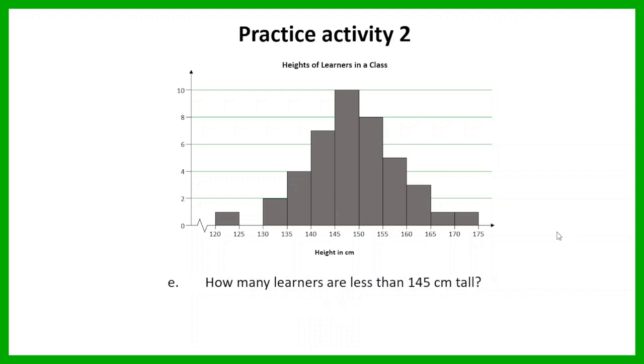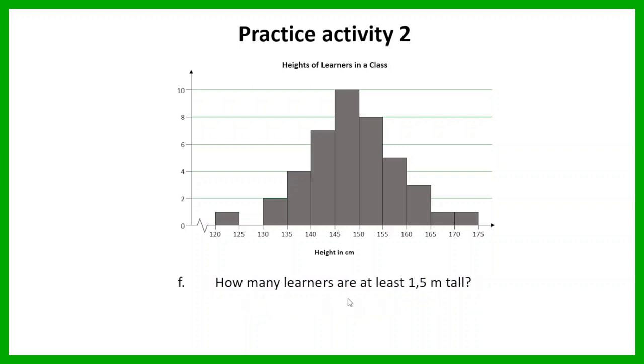Question E, how many learners are less than 145 centimeters tall? So this is 145 centimeters over there. So all the learners that are less than that are going to be on the left of that on our graph. So we're going to start over here. We've got 1 in 120 to 125. We've got nothing over there, so don't have to worry about that. Then we've got 2 in 130 to 135. Then we've got 4 in 135 to 140. And then we've got 7 in 140 to 145. We don't continue because we have to work out how many there are that are less than 145, so we stop there. And that adds up to 14 learners altogether.